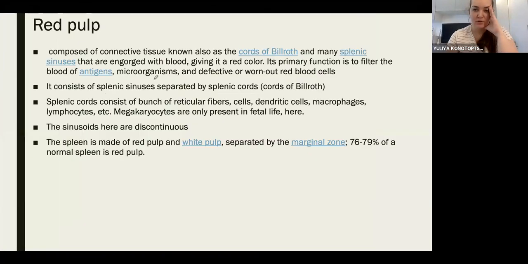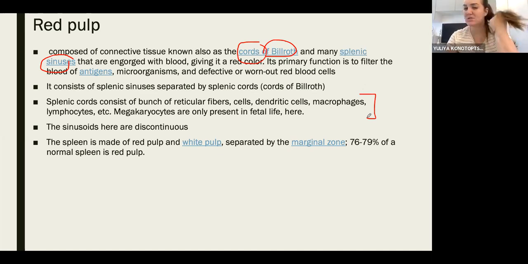Again, now the red pulp. The red pulp of the spleen is very similar to the medulla of a lymph node. So it consists of the same things, cords and sinuses, the same thing as we saw in the medulla of the lymph node. Here we call it cords of Billroth. The name is very important, cords of Billroth. And what do cords of Billroth consist of? Well, you can see a bunch of them here. Pretty much the same composition: B lymphocytes, plasma cells, dendritic cells, macrophages, reticular cells, etc.